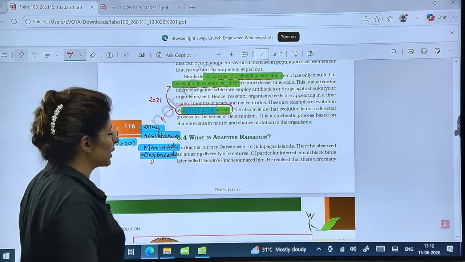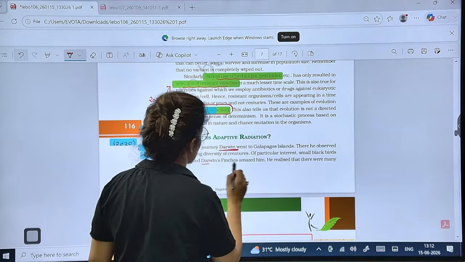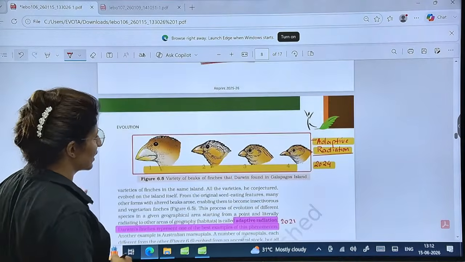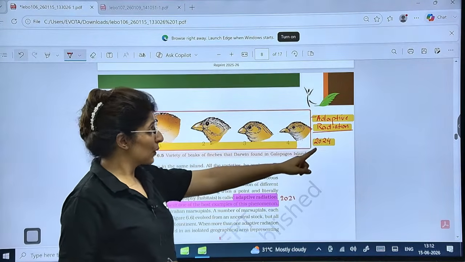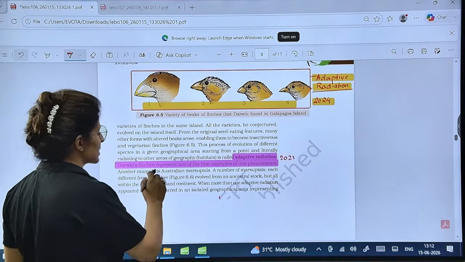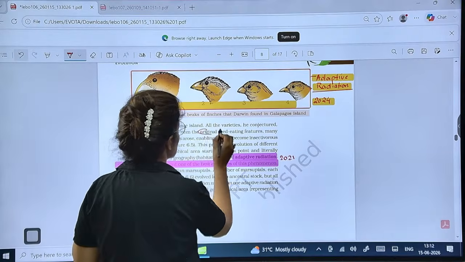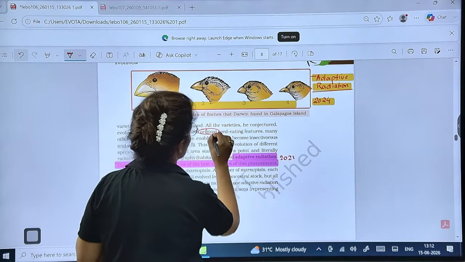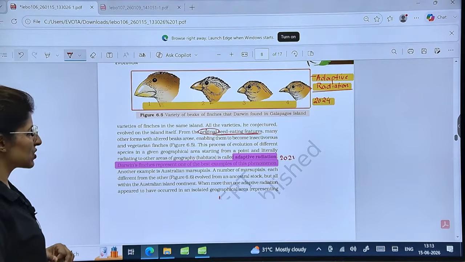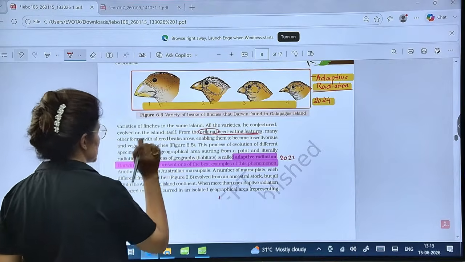Now, talking about adaptive radiation, this was studied by Darwin in case of Darwin finches in Galapagos Islands. What did he observe? See, this represents adaptive radiation. Question was asked in 2023. Now, Darwin finches represent one of the best examples. Now, there is this question: what were the original finches feeding on? Original finches were seed-eating variety, but later on they became insectivorous and vegetarian as per the availability of food.